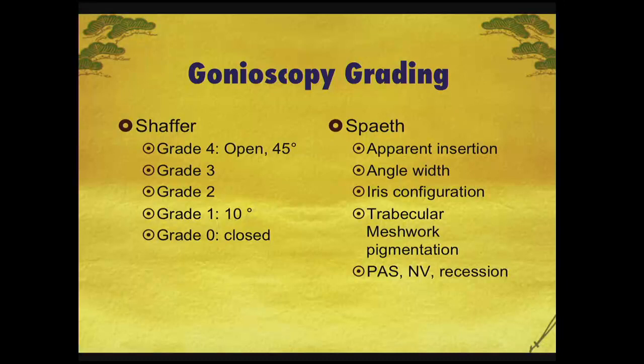There are different gonioscopy grading systems. There's the Shaffer, which is a little simpler. 0 is closed, grade 4 is open. There's the Spaeth, which is a little bit more detailed because you describe what the insertion of the iris looks like, how wide the angle is, and whether the iris is inserting steeply, regularly, or kind of coming from below, which is called a queer insertion. You're describing the trabecular meshwork pigmentation and describing if there's PAS, neovascularization, or recession. So it really gives you a lot more information.